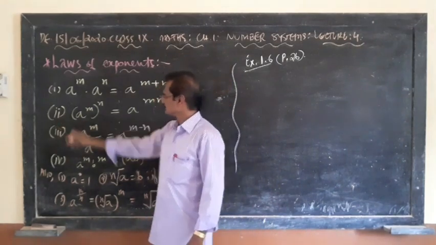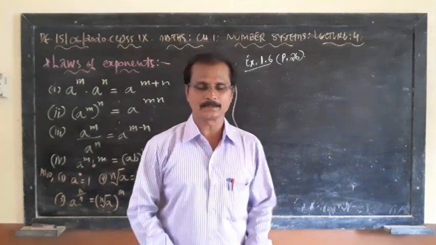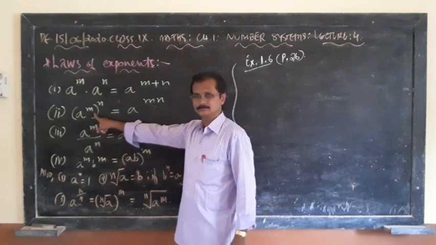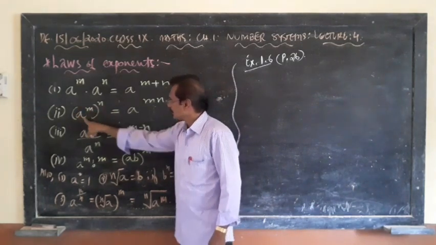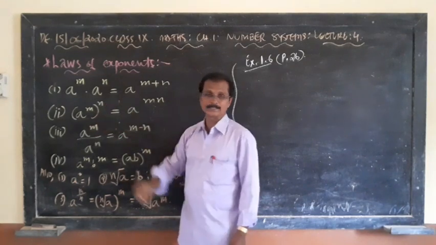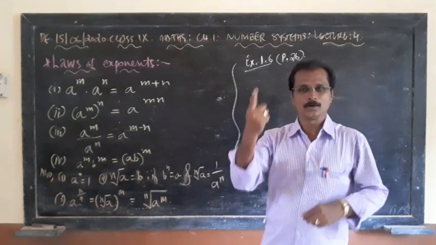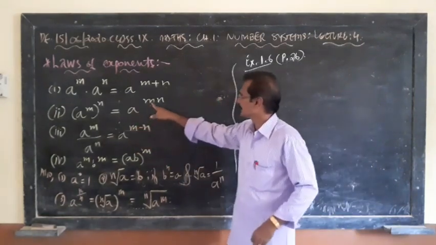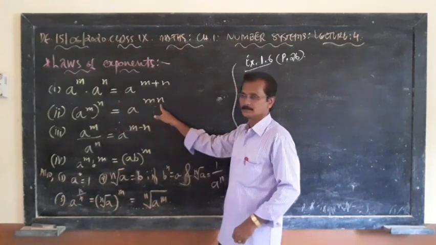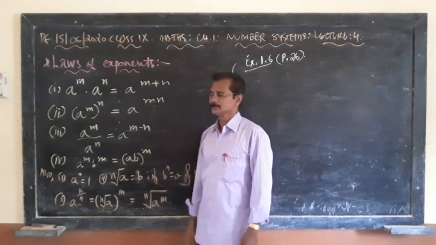Now the second one is a raised to m the whole raised to n, the power of a power. A raised to m is within the bracket and raised to n. So how to read it? A raised to m the whole raised to n equal to a raised to mn. Multiplying these two, m into n, mn. No multiplication mark, but you should read this as a raised to mn.